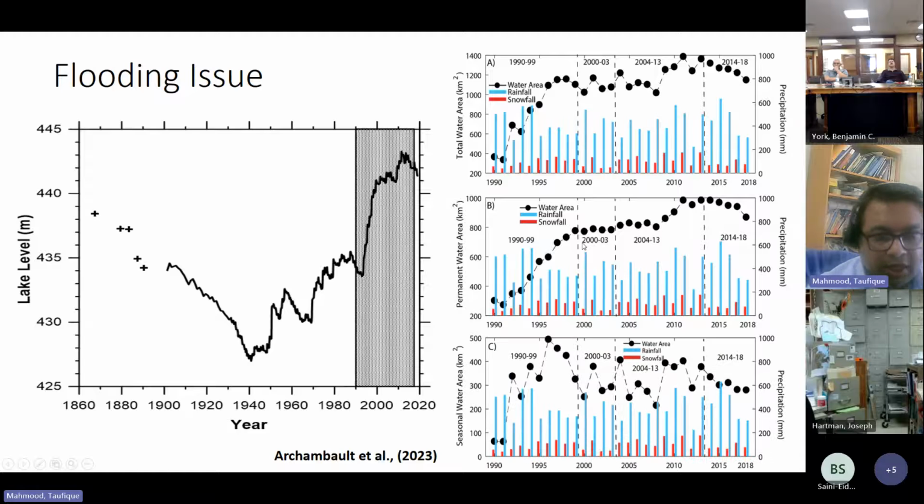Whereas the seasonal water area is highly fluctuating, right? These are basically smaller water bodies that go up and down. It's kind of high frequency fluctuations in the Devils Lake area. And if you see, these red colors are basically the snowfall, and the blues are the rainfall. The snowfall amount increases in the early 90s.